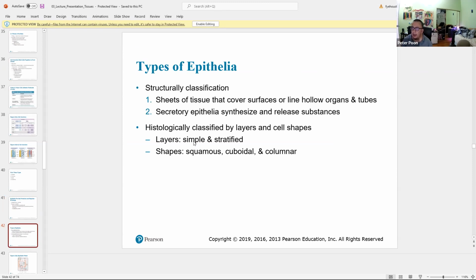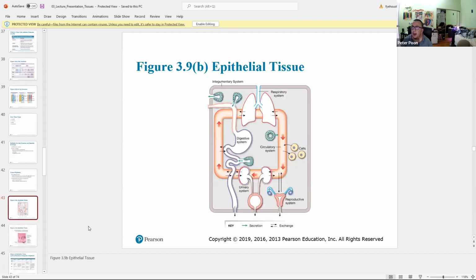This is a structural classification. So again, epithelium are either simple or stratified, and then they're either flat, cuboidal, or columnar. Okay. So here you can see a really simple drawing of a human body and looking at the epithelium all around.